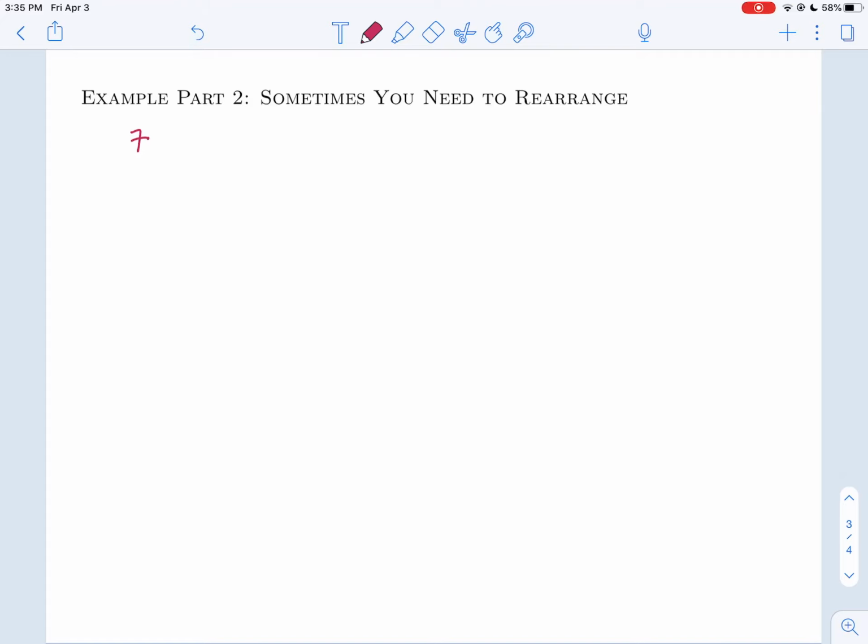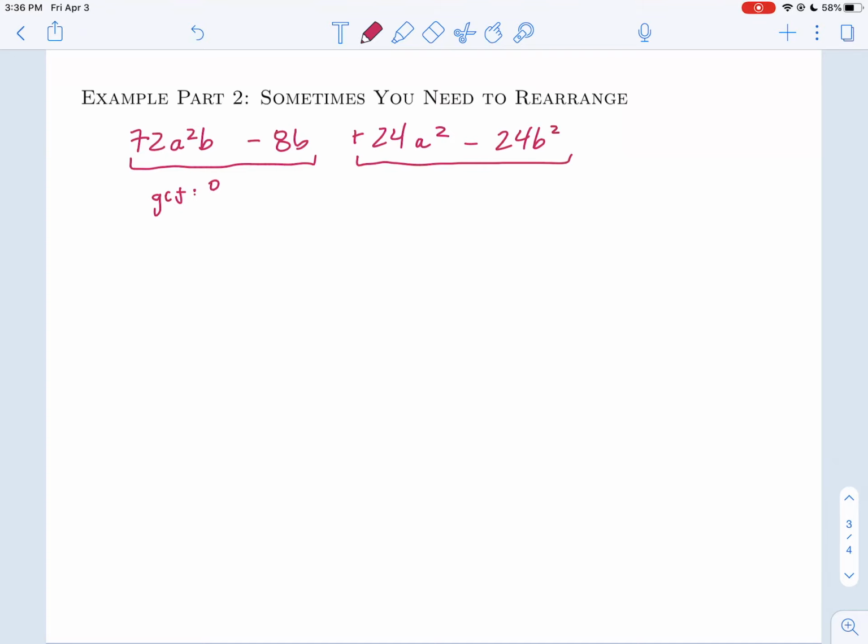So for our next example, let's look at 72a squared b minus 8b plus 24a squared minus 24b squared. I'm going to do that same exact thing. I'm just going to group the first two, group the second two, and find their greatest common factor. So the greatest common factor of those first two terms is 8b. The greatest common factor of those second two terms, since they don't have any of the variable part in common, is actually just that 24.